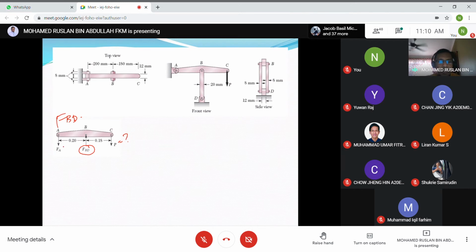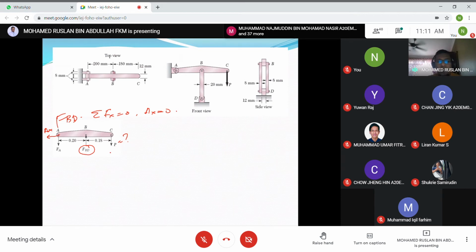And then we have FA. Actually at point A, we have two forces, let's say Ax. From the total Fx equals 0, there is no force in the X direction except Ax, so in this case Ax equals 0. Then we have Ay, the force at A in the Y direction. So we have only two unknowns here, Ay and FBD, and P we want to determine. So it means we have three unknowns.